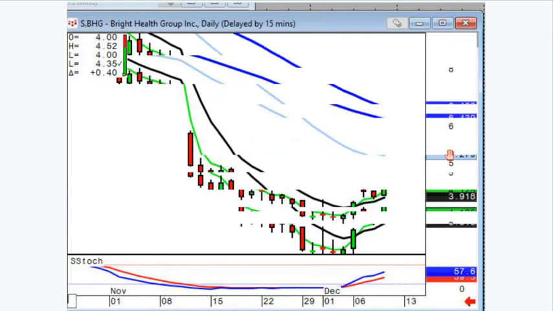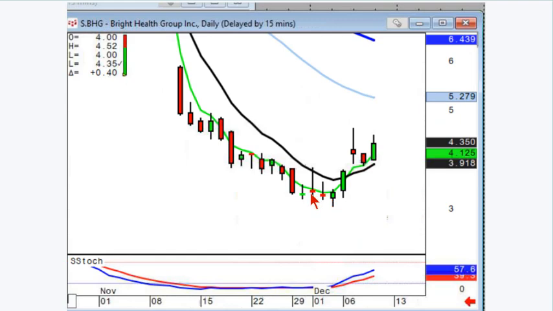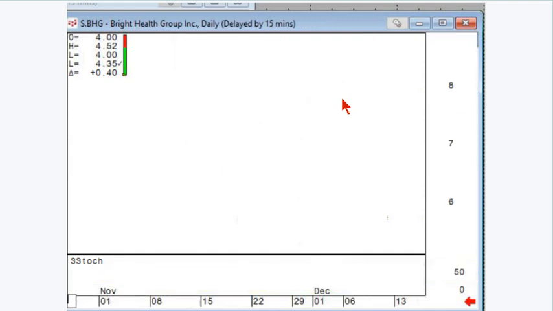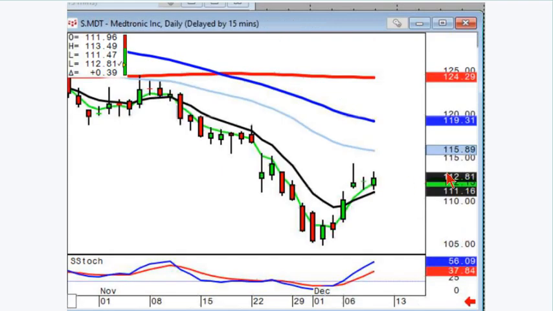BHG. You can see where after a series of dojis, they broke up through the T-line, gapped up, pulled back. What's being confirmed? The fact that they aren't closing below the T-line. Medtronic, same scenario. As long as this stays above the T-line, there's a gap to fill right there. More than likely you're heading up as long as it stays above the T-line.